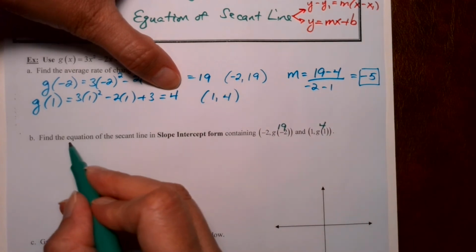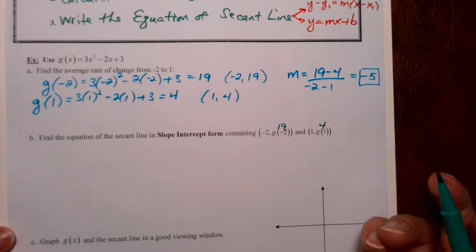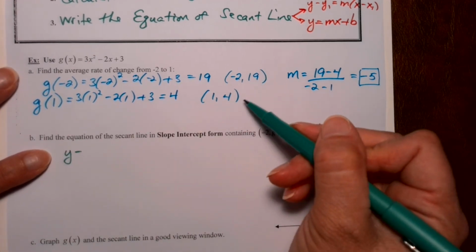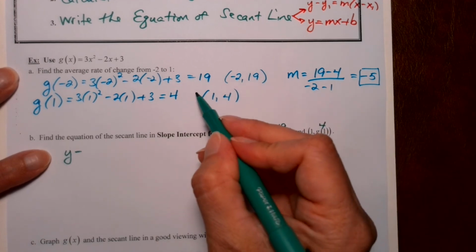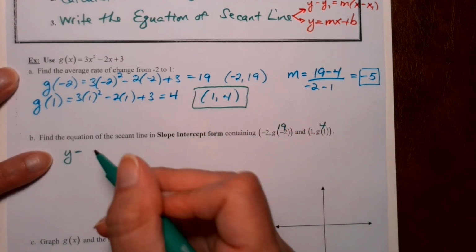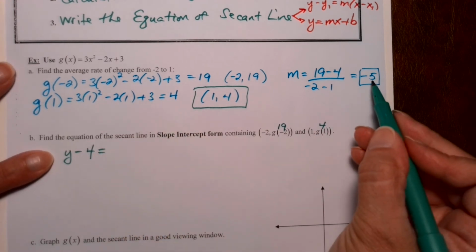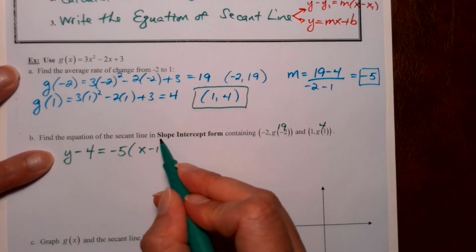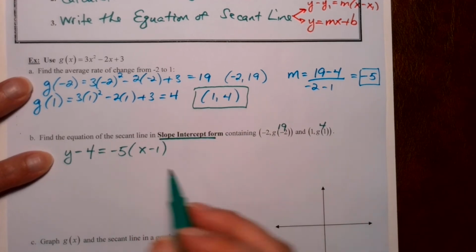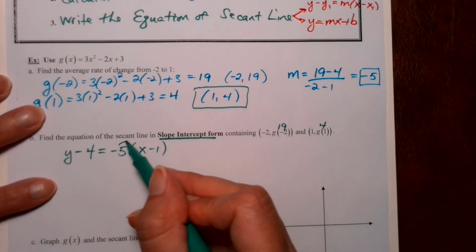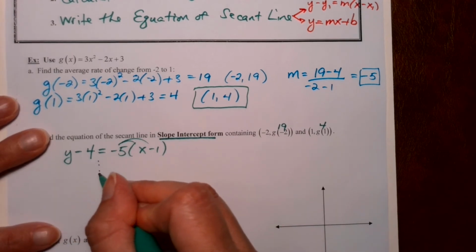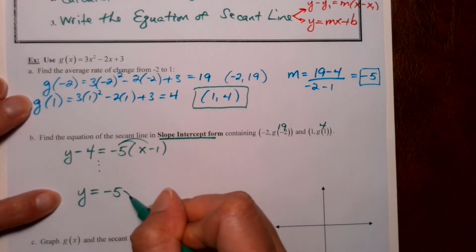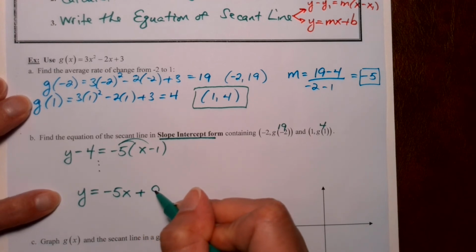So find the equation of the line between these points. I'm going to do point slope. Y minus, which point would you like to use? I like to use the one without the negatives. Y minus y1 equals m times x minus x1. But it did say slope-intercept form, so we have to rearrange this. Please distribute the -5 and add the 4. And then what does that make? -5x plus 9.